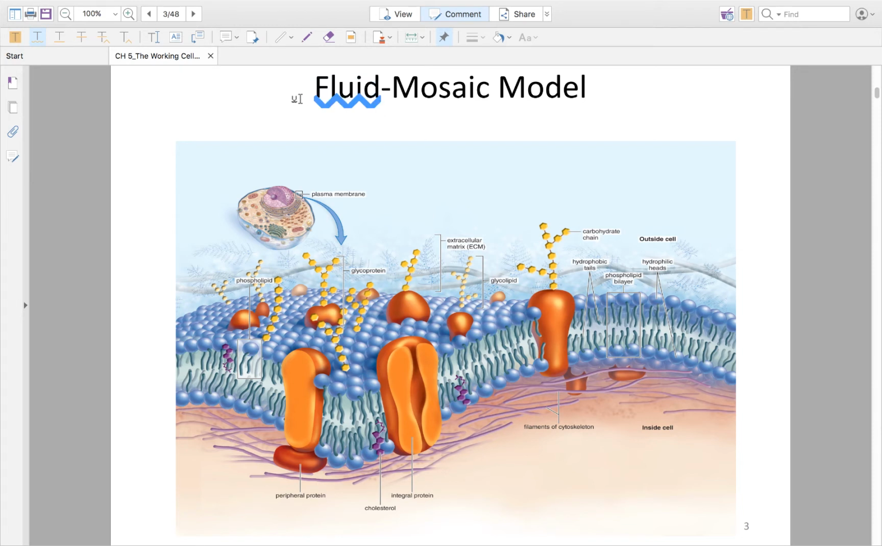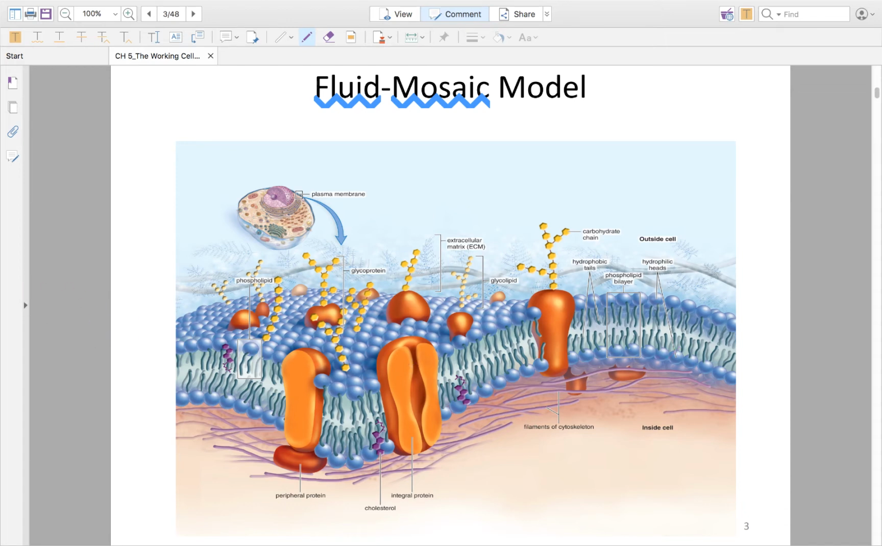Okay, let's break down this word. Fluid means not solid. Mosaic is in reference to a piece of art, or mosaic art, which is a collaboration of different tiles in different colors. And model simply means model. So they call this the fluid mosaic model because the plasma membrane is indeed a mosaic of different components. So let's start with the first one, the phospholipid bilayer.